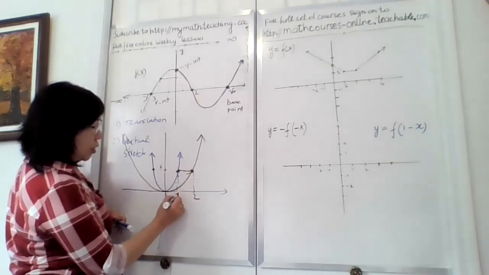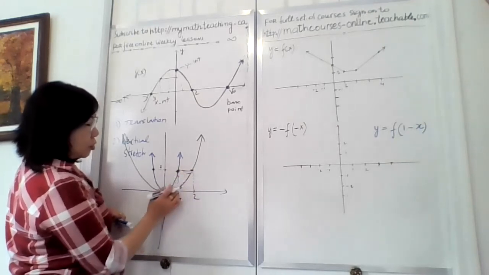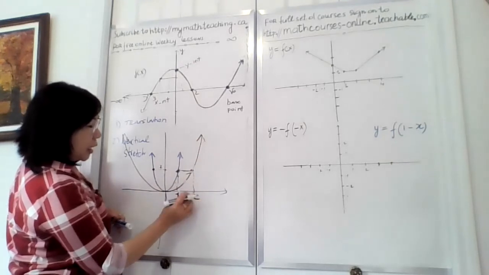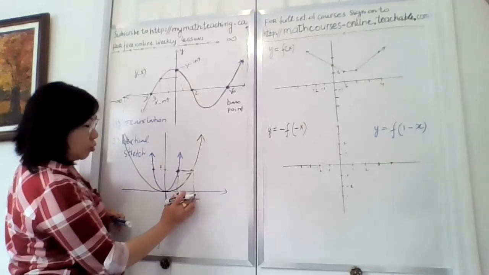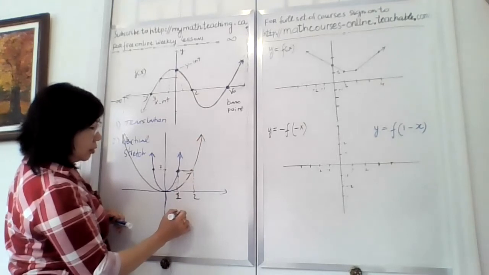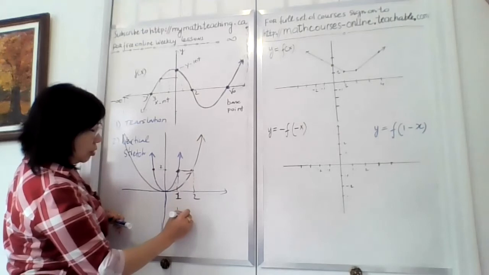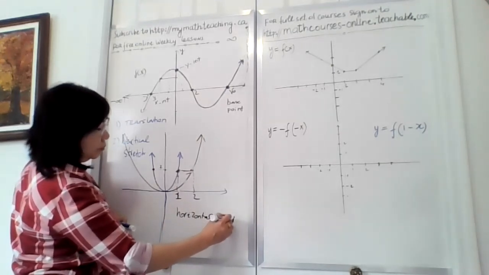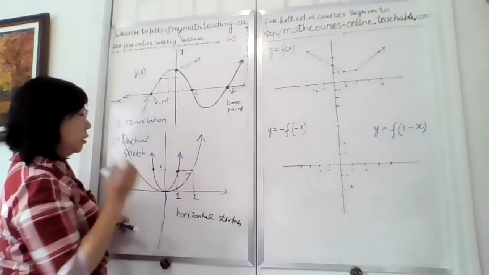So instead of x as 1, I stretch to 2, and I have the same y like that. So that will create a new graph, which is I extend this x to double, right? 1 times 2 is 2. So I double the x. And this I call the horizontal stretch.